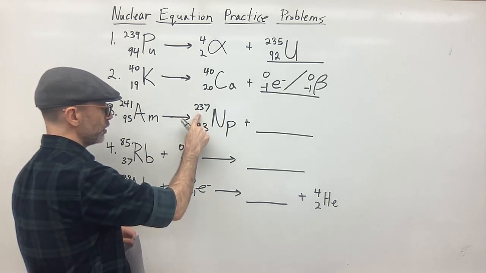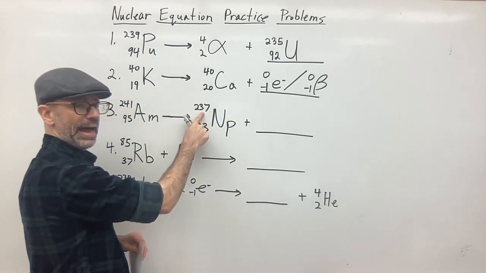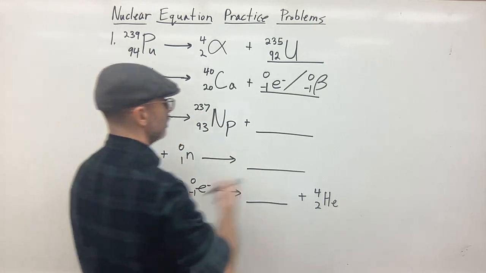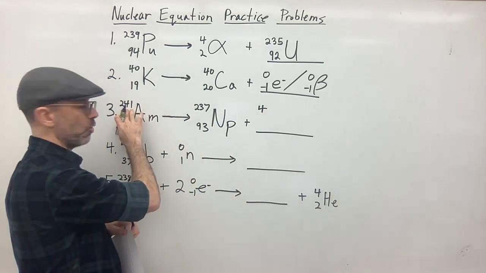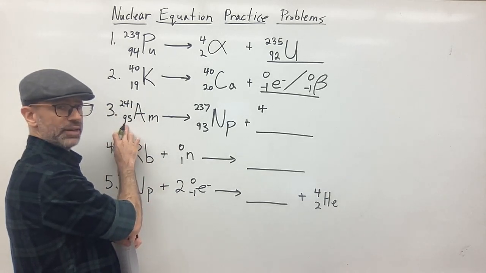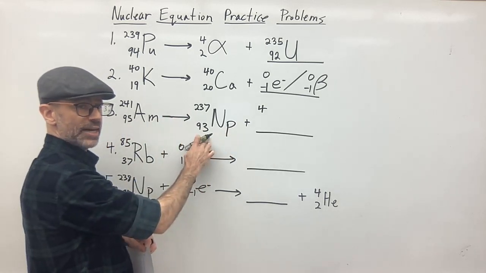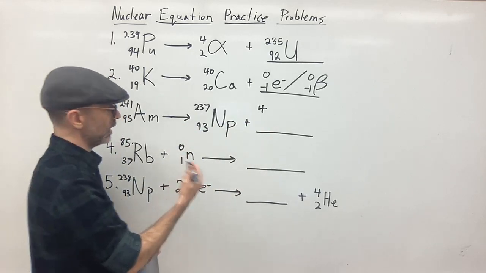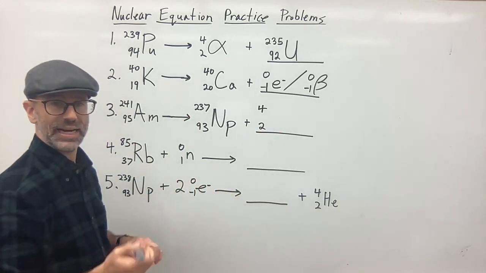So 237 plus what number is going to give me 241? What do I need to add to 237 to get 241? Well, that's 4. Same thing for 95. I have the bottom number, 95 here. So the total is 95, and that should equal the total on this side. So it's going to be 93 plus what gives me 95? Well, that's going to be 2. So 93 plus 2 is 95.